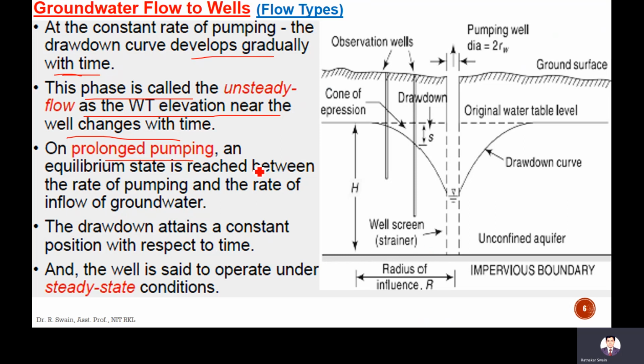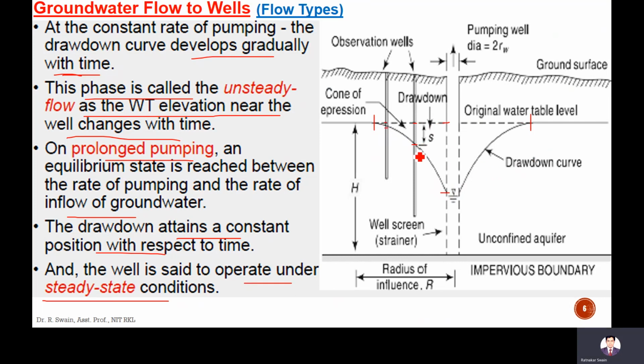On prolonged pumping, an equilibrium state is reached between the rate of pumping and the rate of inflow of groundwater. Means the rate of pumping will become equal to the rate of inflow of groundwater. The drawdown attains a constant position with respect to time, means with respect to time the drawdown will not change. That will occur after a certain point of time, and the well is said to operate under steady state condition. At steady state, this is the maximum extension, and the drawdown will be maximum at the well.